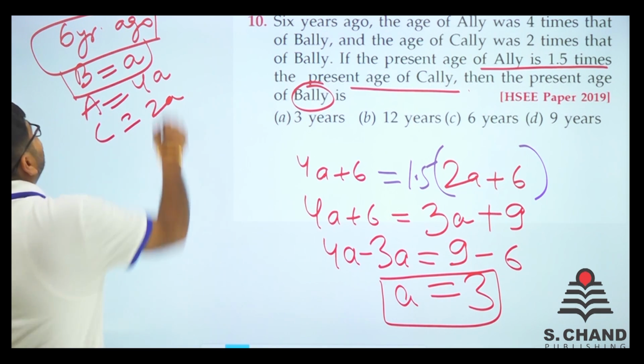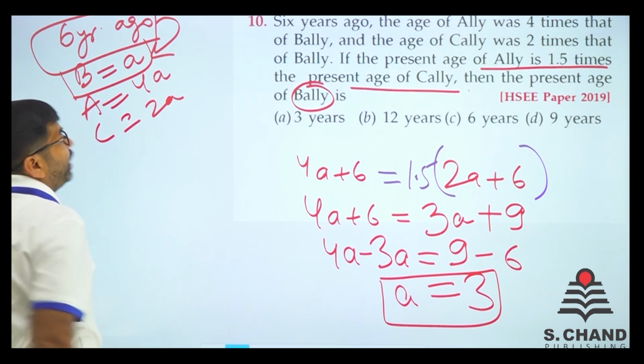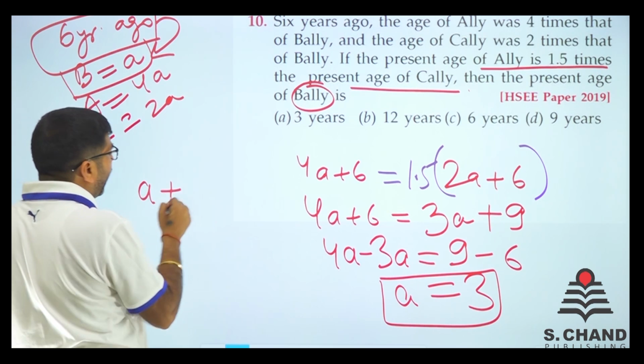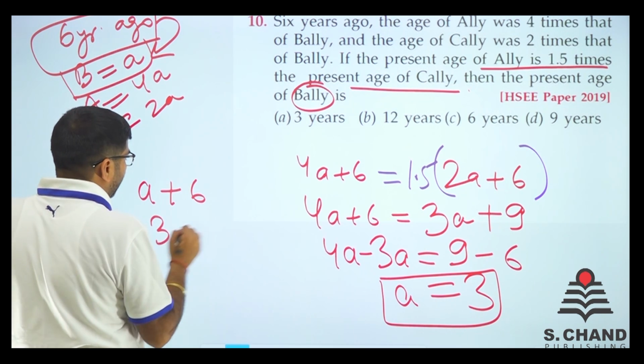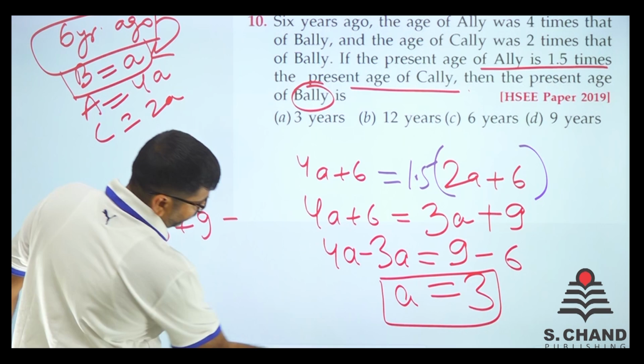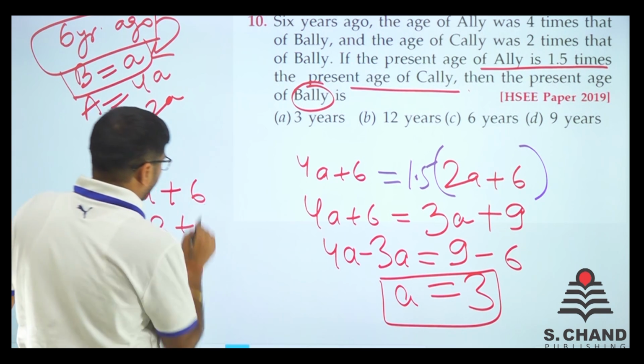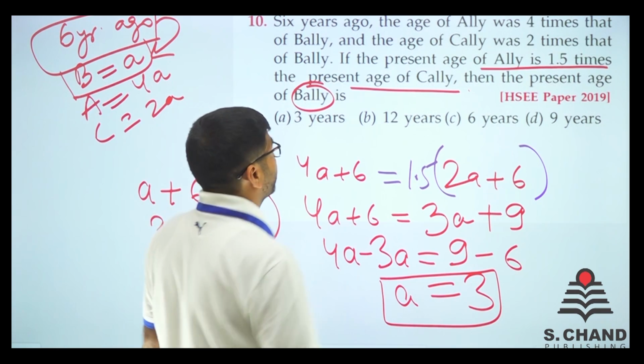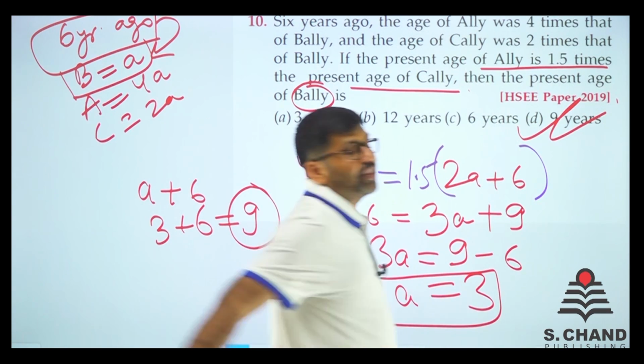That means 6 years ago, Bali was 3 years. So now it is A plus 6. That means 3 plus 6, 3 plus 6 is 9 years. Is there any option 9 years? Yes, it is. It is the final answer now.